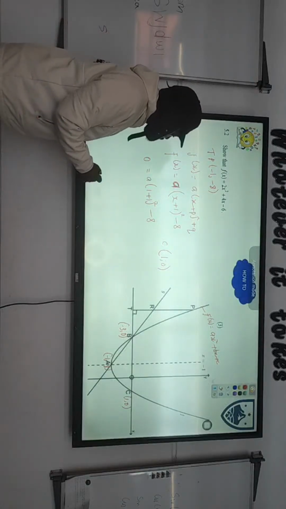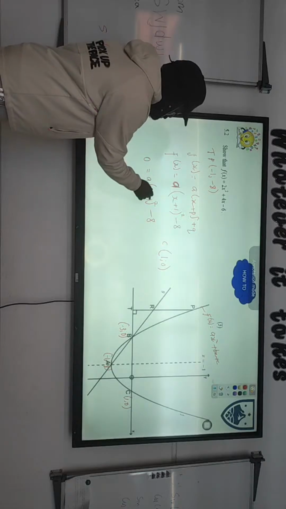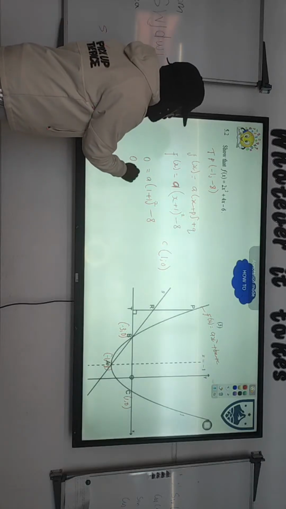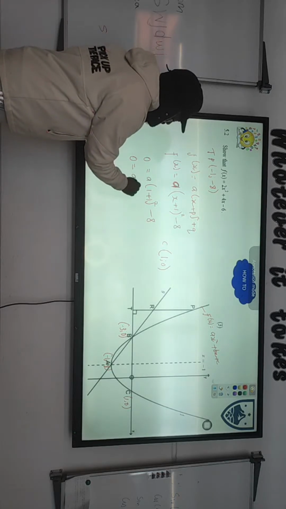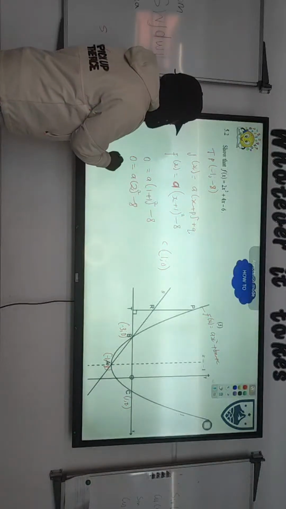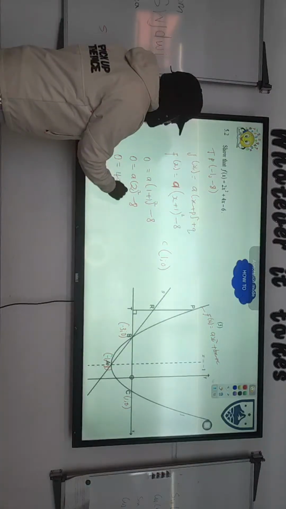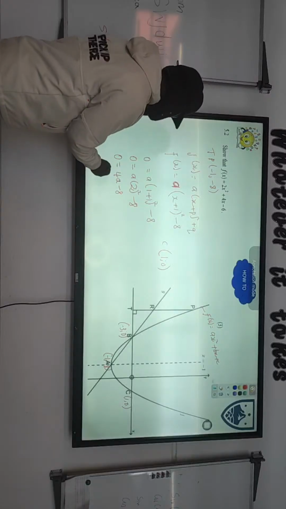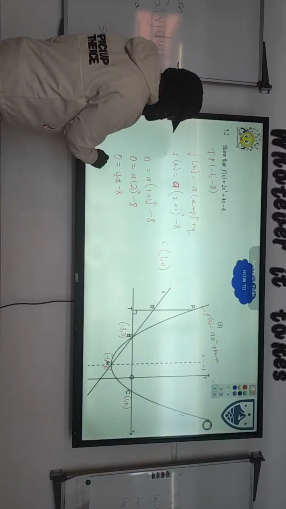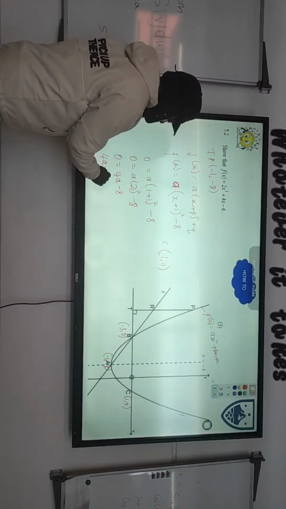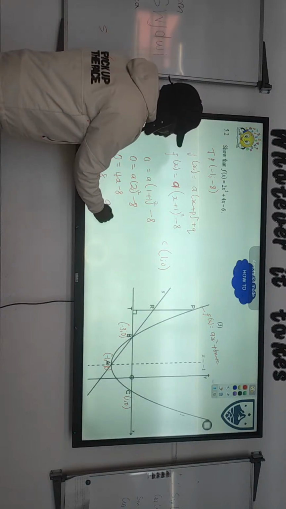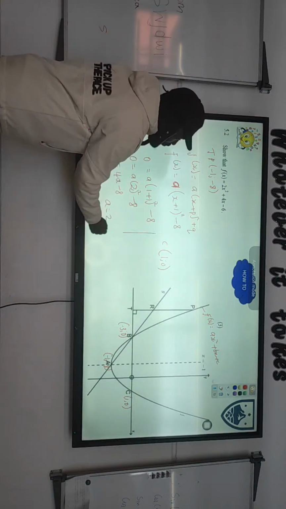Therefore, I can simplify the side. This will be 2. So 0 equals a multiplied by 2 squared, which will be 4, minus 8. So 0 is equal to 4a minus 8. So 8 will go to this side, so I'm going to have 4a being equal to 8. Therefore, my a is equal to 2.